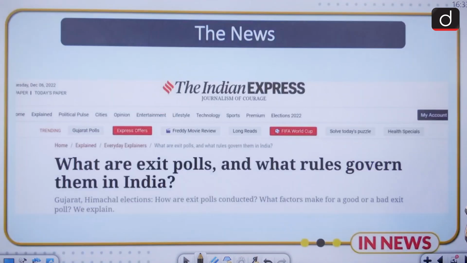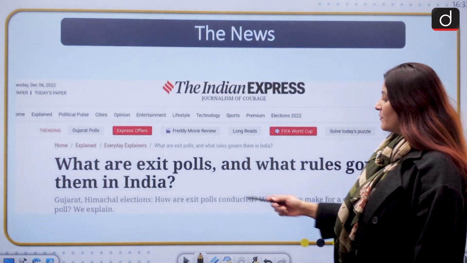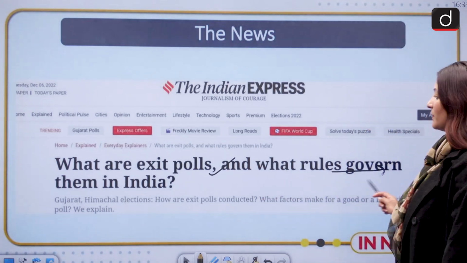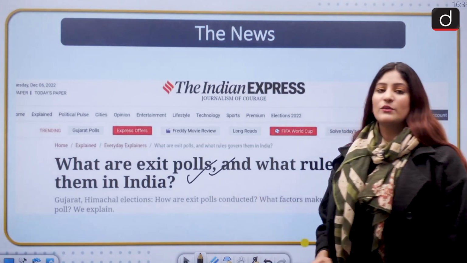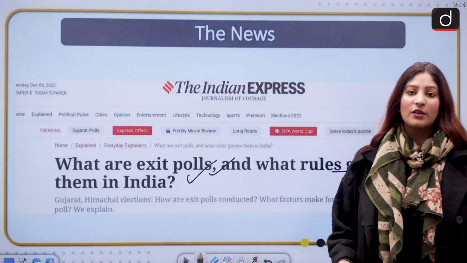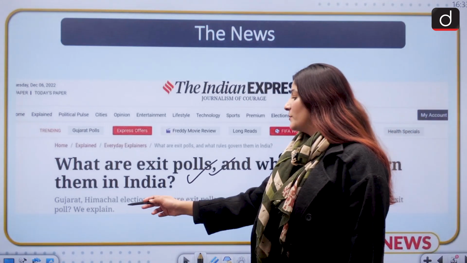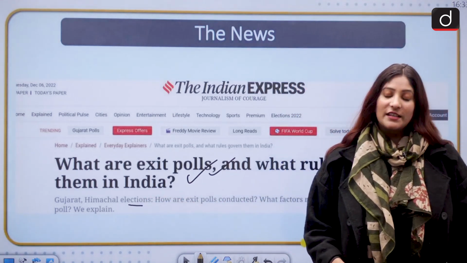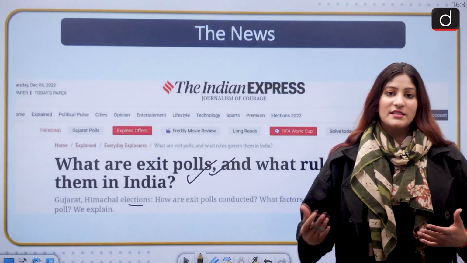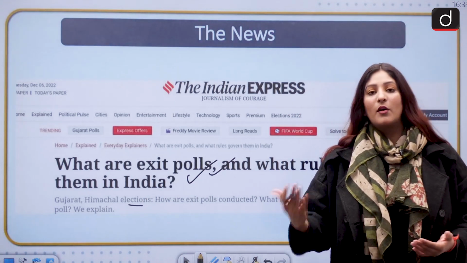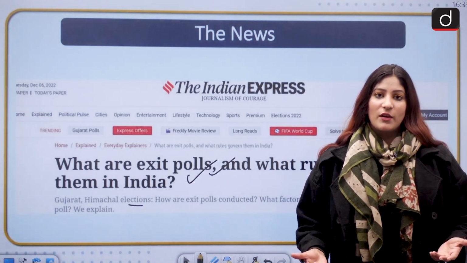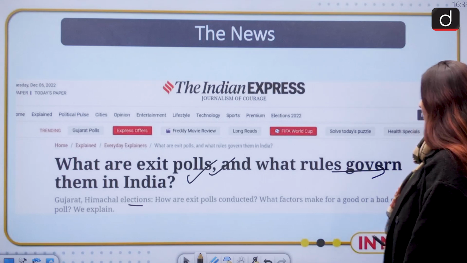Moving ahead now, let's talk about the news. What are exit polls and what rule governs them in India? Now, as we know, elections are going on in Gujarat and Himachal Pradesh. So exit polls are being conducted which are painting a certain picture, in favor of one party and not in favor of the other party. That is what we are going to talk about today.